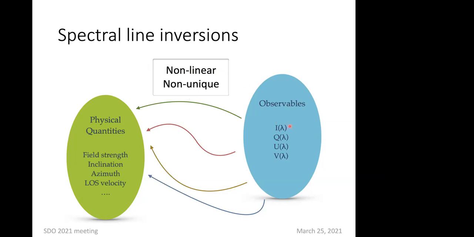Nonlinear meaning that the sensitivity of the Stokes spectrum to a given physical quantity in the sun's atmosphere can be very large in some physical regimes and zero or very, very small in other physical regimes. And the non-uniqueness of the inversion problem refers to the fact that there's often more than one physical state that can result in the same intensity and polarization spectra.